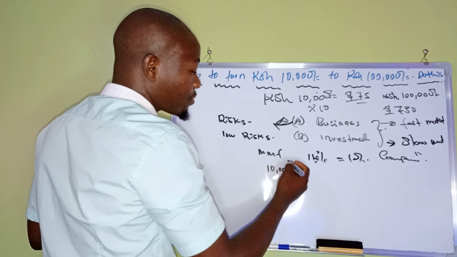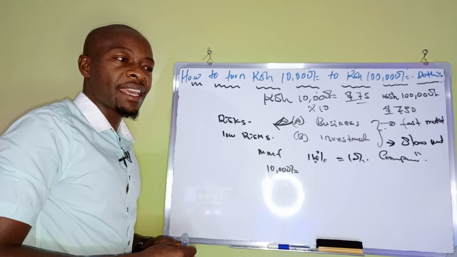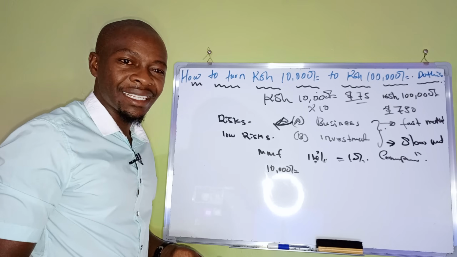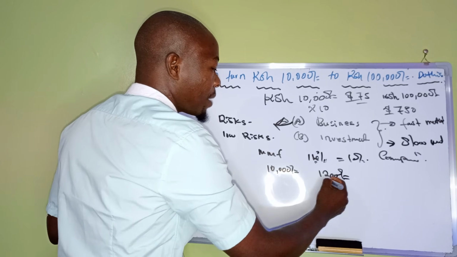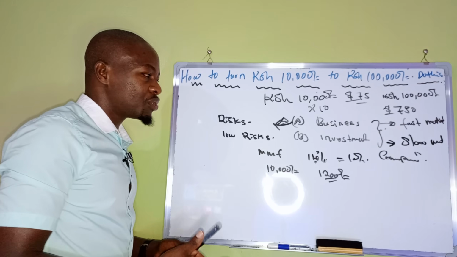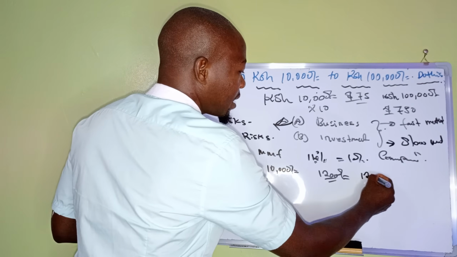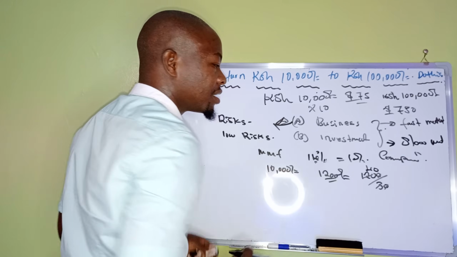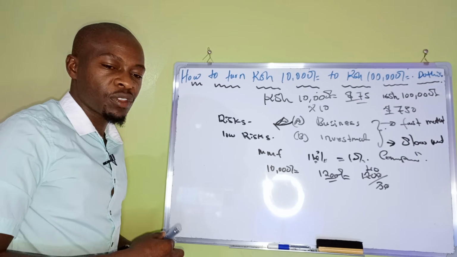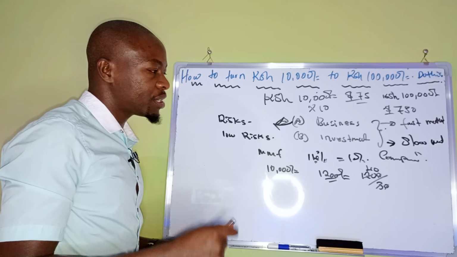Instead of just letting that amount of money stay there by itself, how about you keep adding something like 1,200 per month? You keep adding 1,200 per month. So if you were to take 1,200, divide by 30, that gives you like 40 bob. That's like 40 shillings each and every day. So if you can get 40 shillings, you put it somewhere.